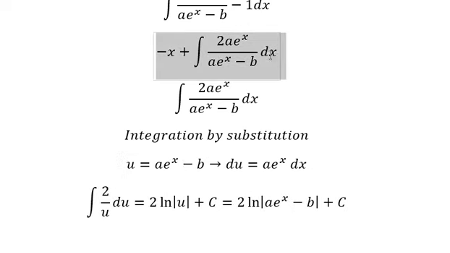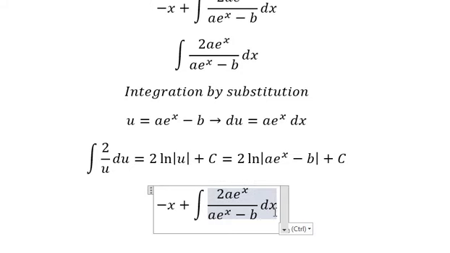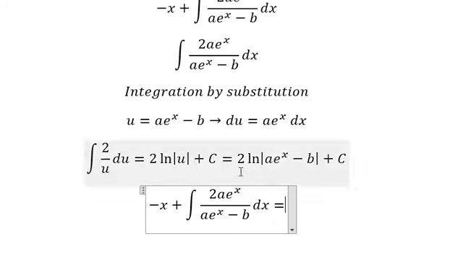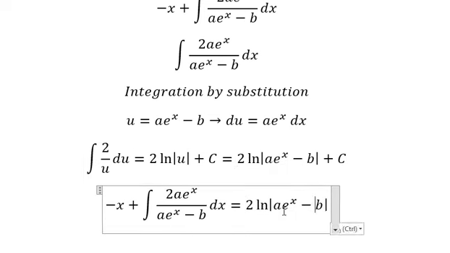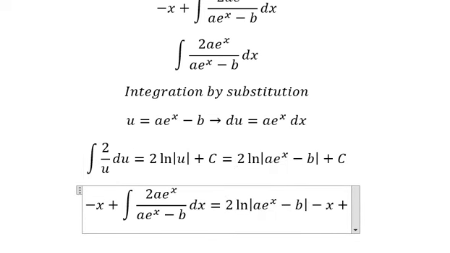Now we combine the answer in here. And we got this one minus s. We put c in here.